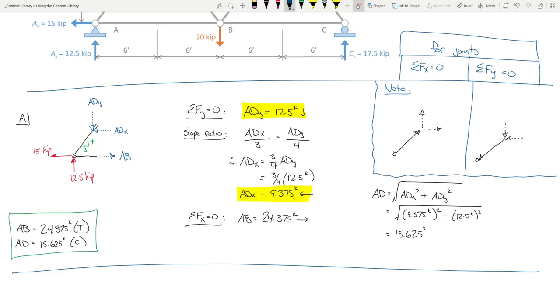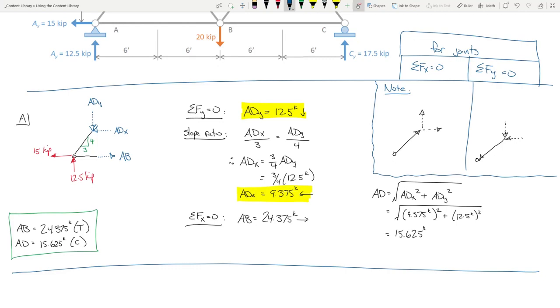With Dr. Beating, I think, if I remember right, his strategy is always to assume everything is in compression, and then when you get a negative value, it's the opposite. That's a good question, a good point. When you're first starting out with truss analysis, that's fair. I tend to assume everything's in tension, or whichever, I don't remember which it was. So when in doubt, I think that's a very fair assessment.